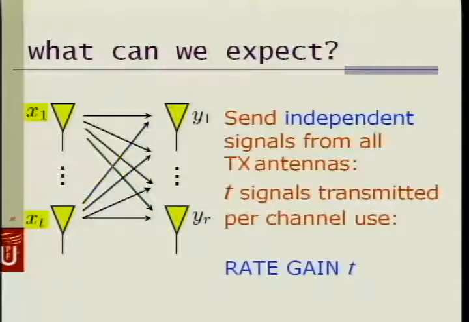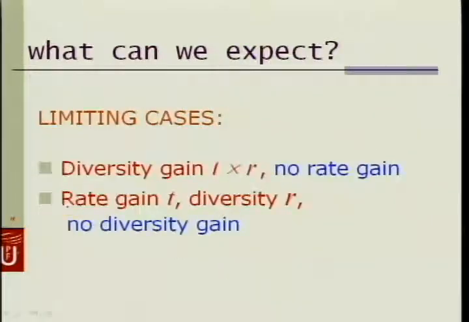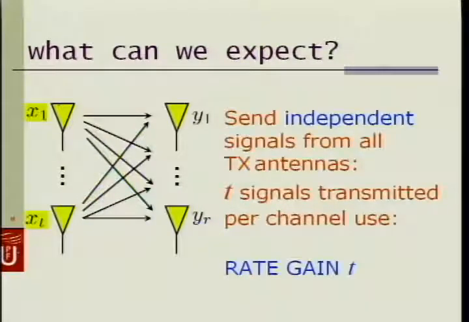In this case, if we send independent signals from all antennas, we have a rate gain T, because for every channel use we can transmit T signals rather than one. But on the other hand, we have a diversity of only R, because each signal traverses only R independent paths. X1 traverses only one path per receive antenna.